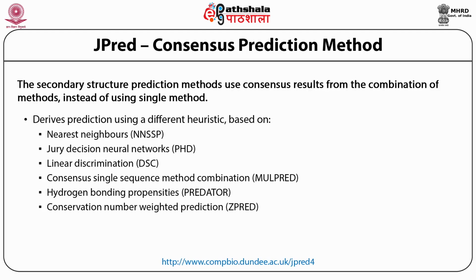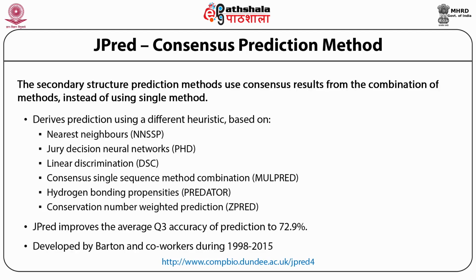It should be noted that they are the current state-of-the-art secondary structure prediction methods that exploit the evolutionary information from multiple sequences. This method results in an average Q3 accuracy of 73%. The JPRED protein secondary structure prediction method was developed by Barton and co-workers in 1998 and still has continuous updates, and the present version, JPRED 4, is available as an online server.